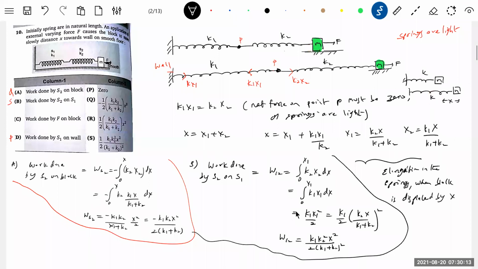And what is the work done by the applied force now here? Work done by applied force, here only. It's quite simple. What is K? K1, K2 by K1 plus K2. Any option is there? K1, K2, X square by. Okay. For C, R is there.